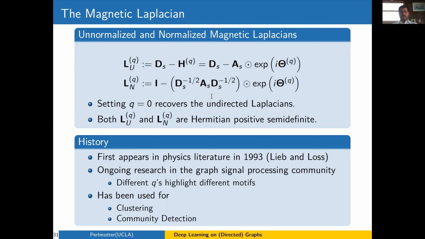Since then, there's been a bunch of research on it by the graph signal processing community. So if in future we wanted to do theoretical analysis of these networks, we wouldn't be starting completely from scratch. In particular, it's been shown that different values of Q can highlight different substructures of the graph. And if we're interested in data science applications, the paper that I'm about to introduce is the first one to use this in a neural net context, but it's been used for lots of other data science applications.